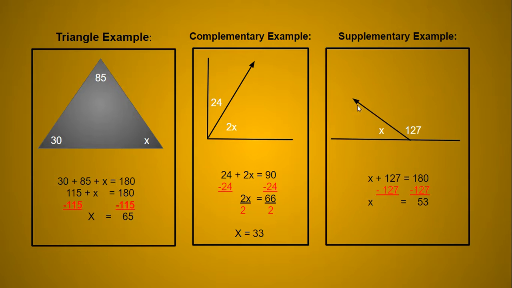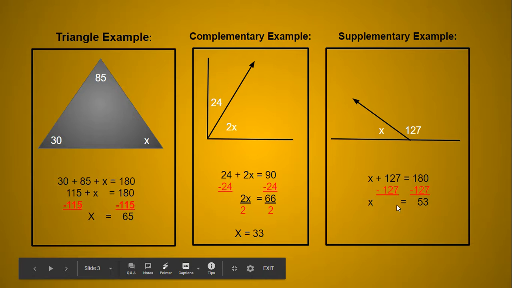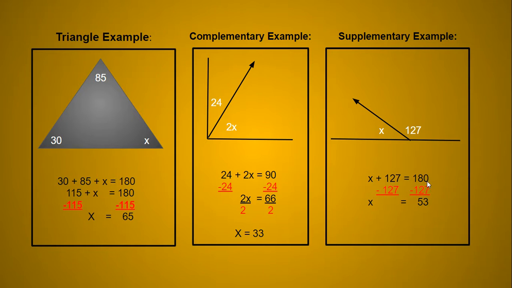For a supplementary angle, we have a missing value x here, and the second angle is 127 degrees. We know that adding both of these together should give us 180 degrees because that would give us that semicircle look. This is a one-step equation. So the opposite of a positive 127 is a negative 127. We do that to both sides. This gives us our 1x by itself with the 0 pair here. And 180 minus 127 is 53. So angle x is 53.